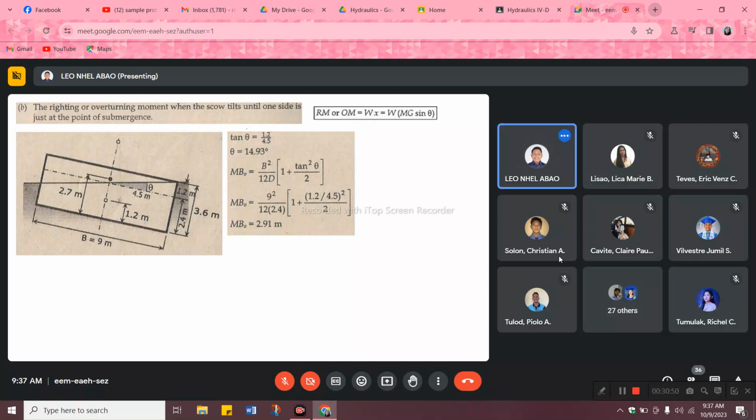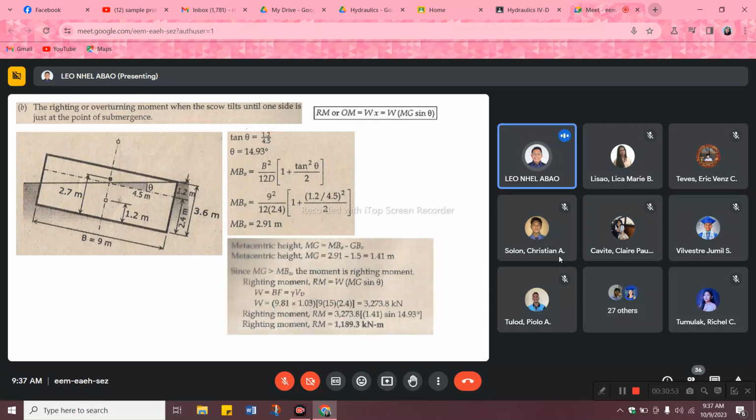Now, for the GBO, it does not change, class. The GBO depends on the body, or the body is present, so the location of the center of gravity relative to BO does not change. Still 1.5. So to get the metacentric height, MG is 2.91 minus 1.5, which is 1.41 meters. As you can see, it is positive, therefore M is above G, so it will create a righting moment.